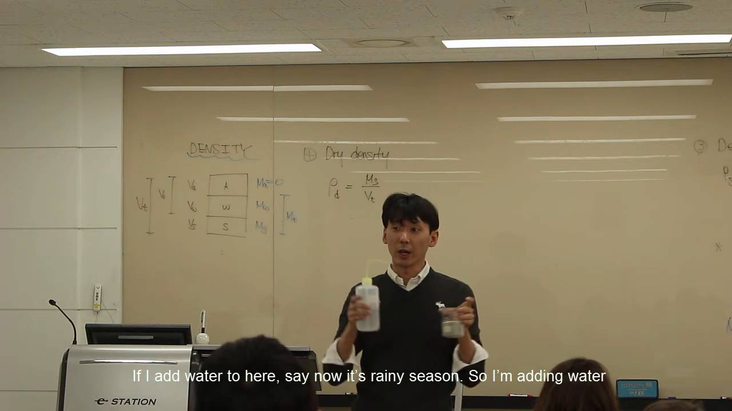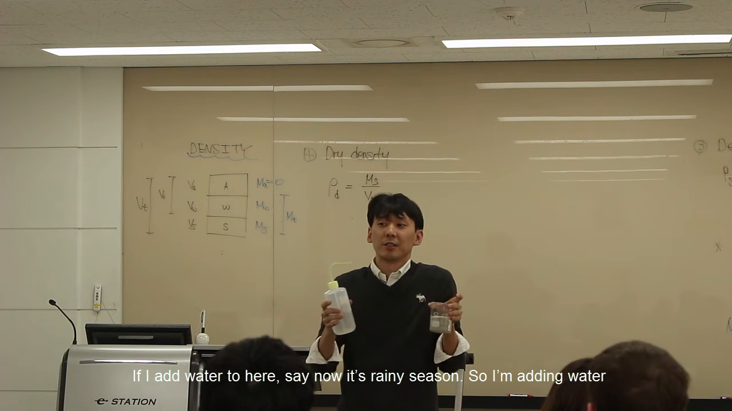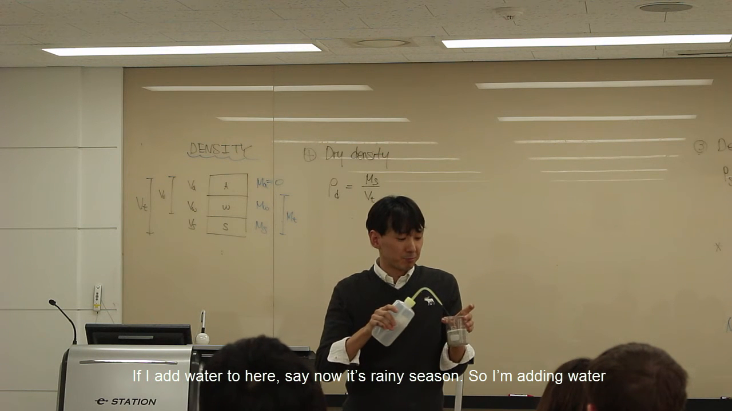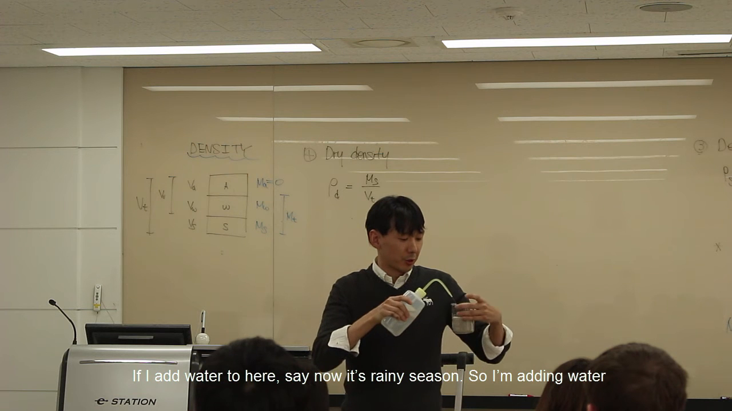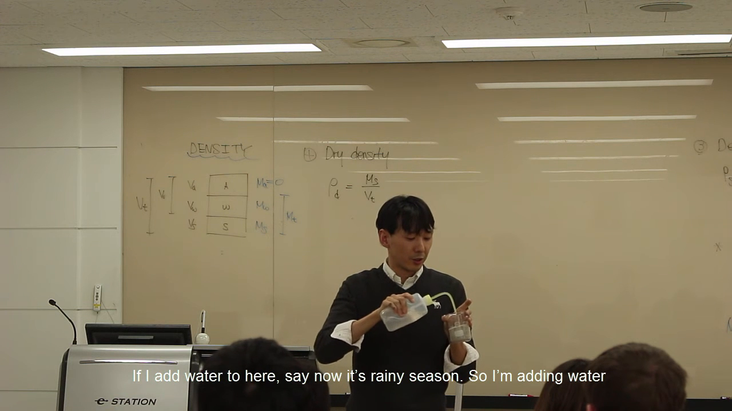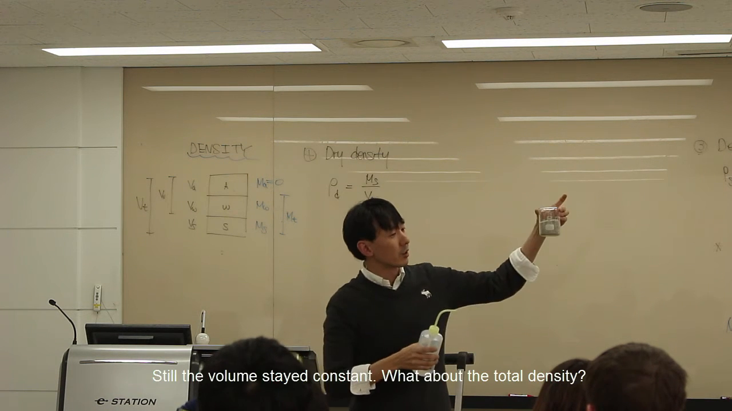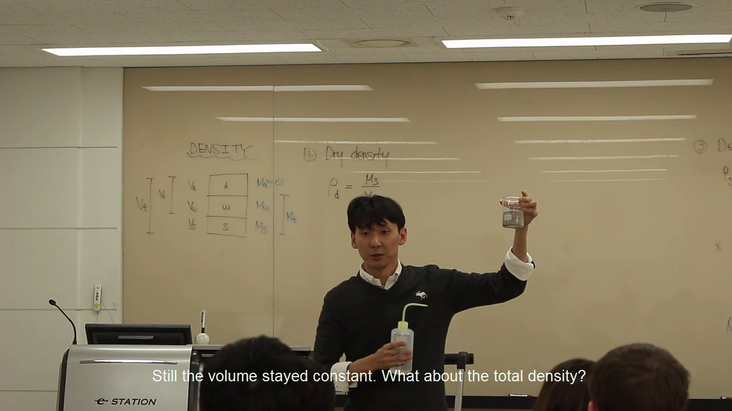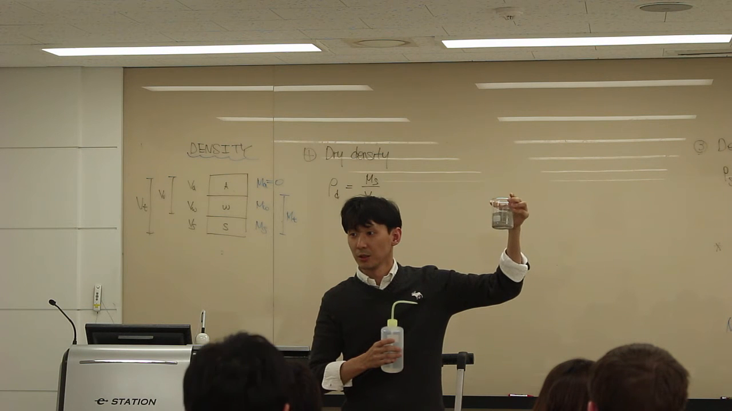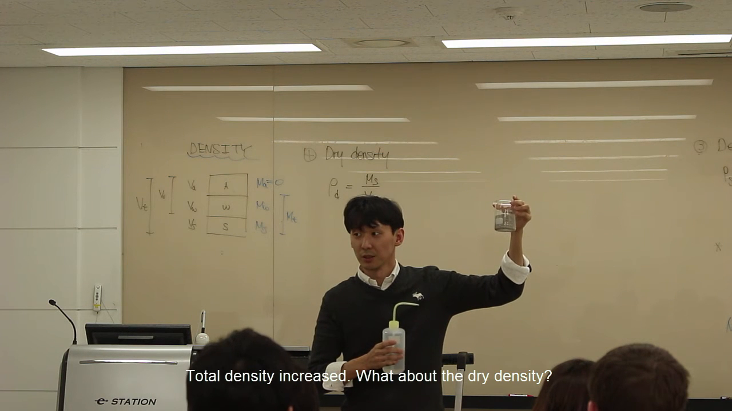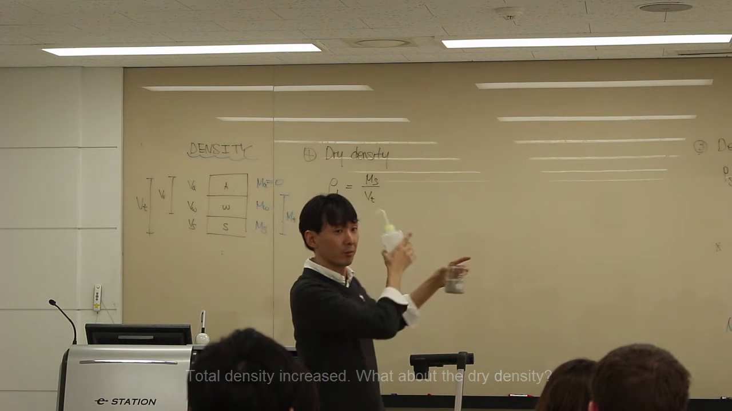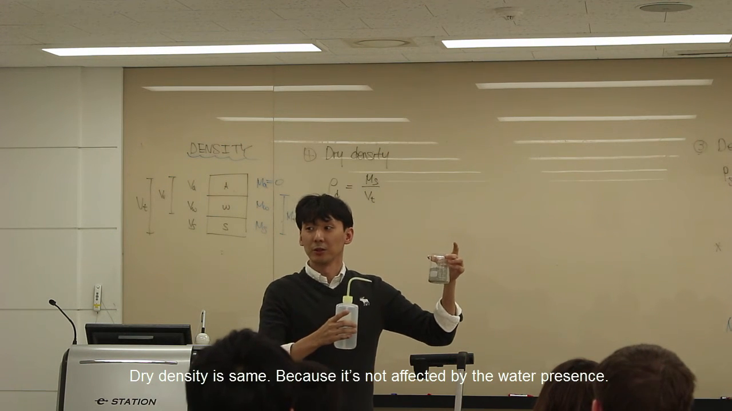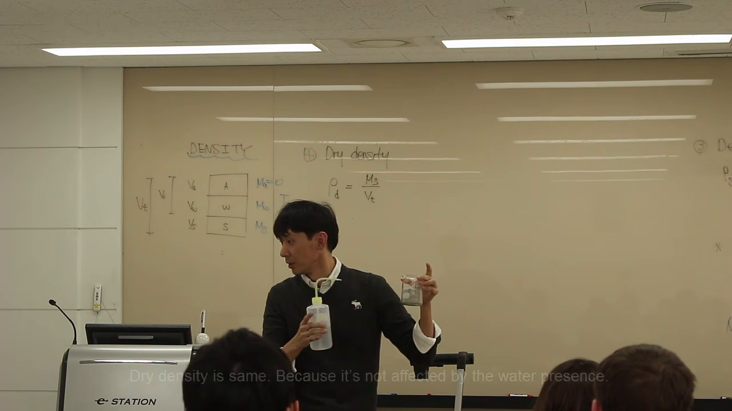Right? So if I add water here, say now it's raining, the rainy season, I'm adding water. Still the volume stays constant, the volume is the same. What about the total density? The total density has increased. What about the dry density? The dry density is the same, because it's not affected by the water presence.